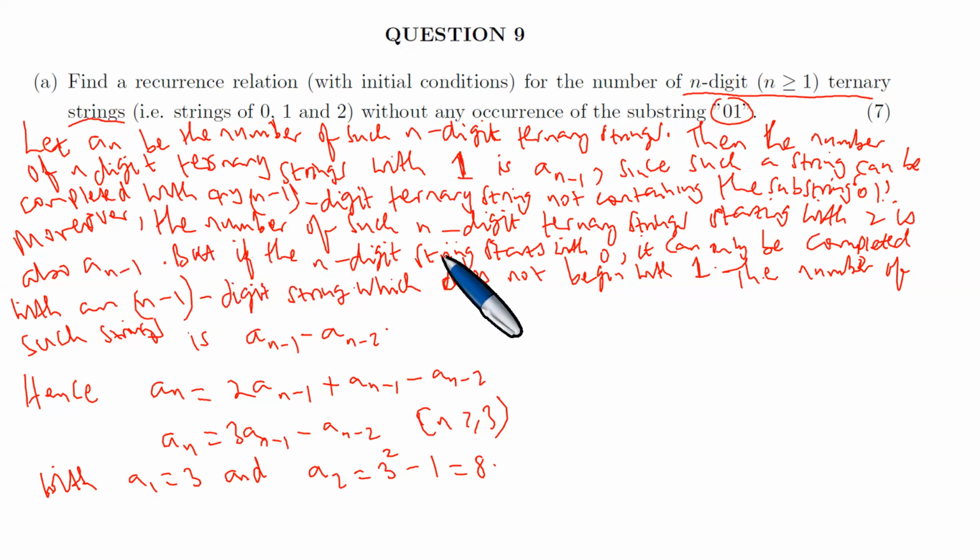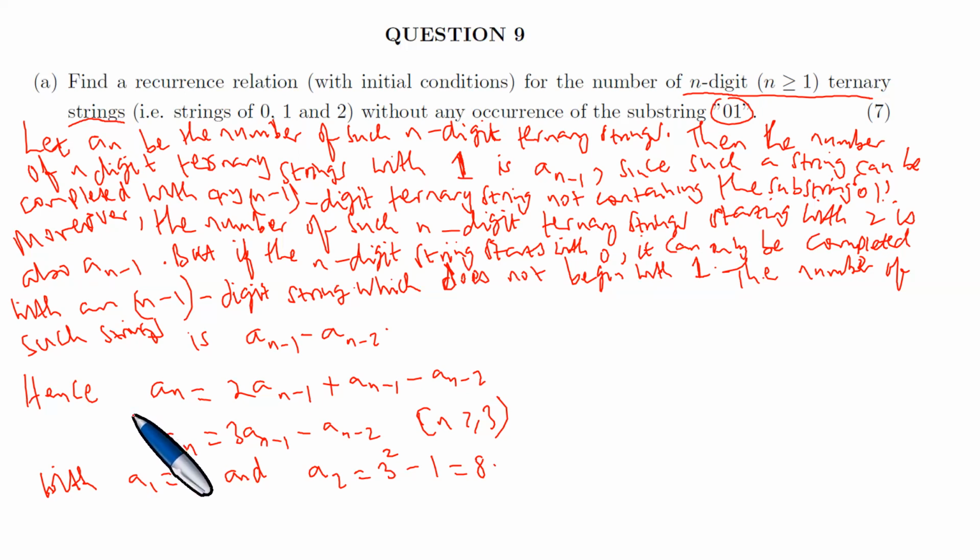Moreover, we note that the number of such n-digit ternary strings that start with 2 is also a_{n-1}. Okay, so we proceed from that. But if the n-digit ternary string starts with 0, it can only be completed with the n minus 1 digit string, which does not begin with 1. The number of such strings is a_{n-1}.